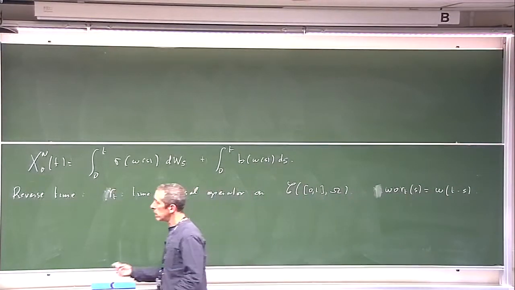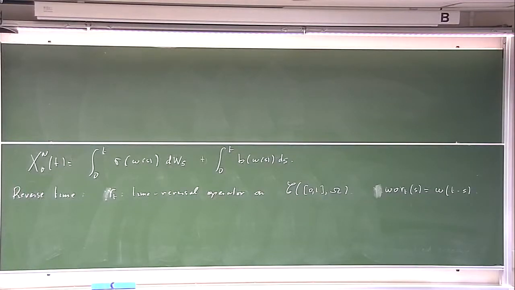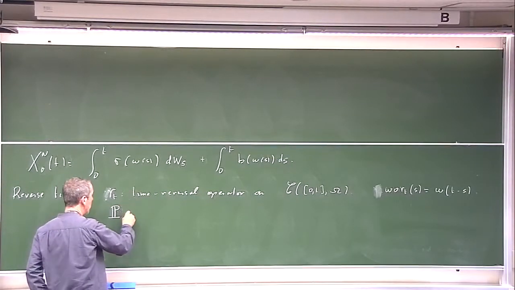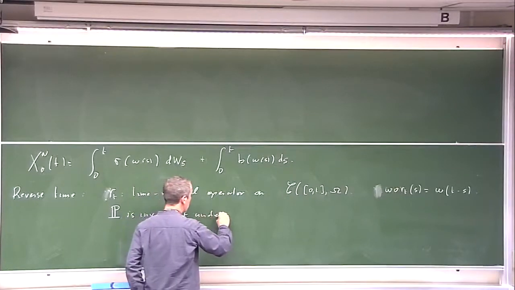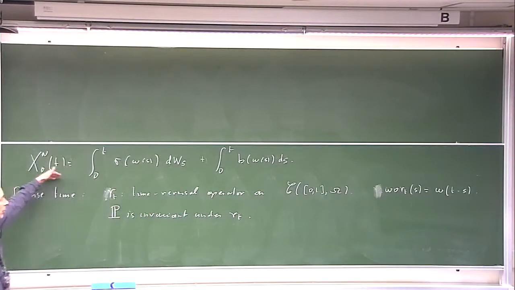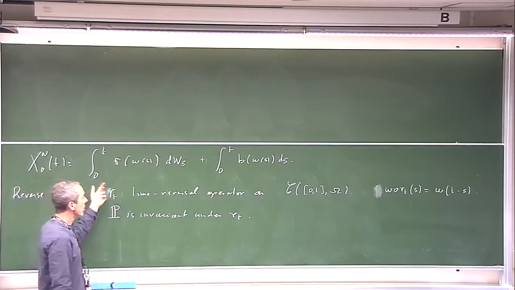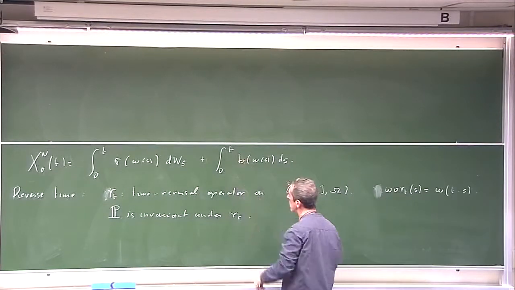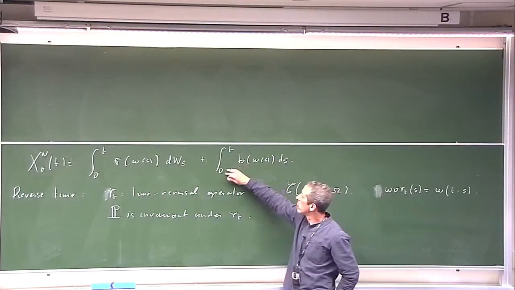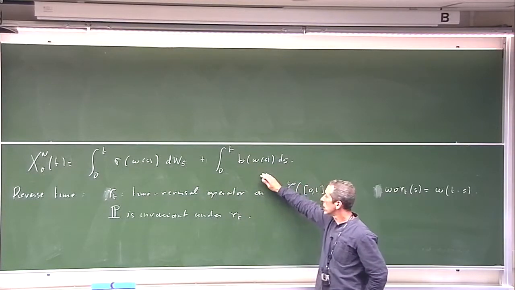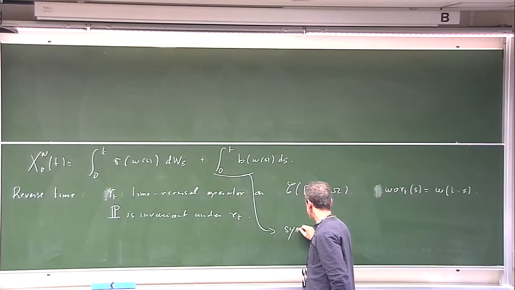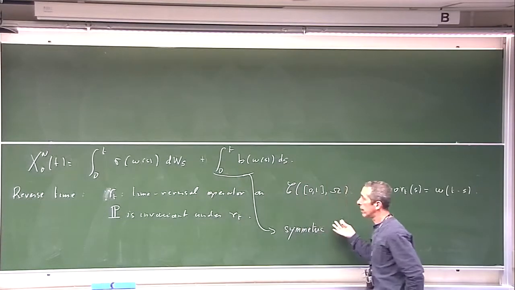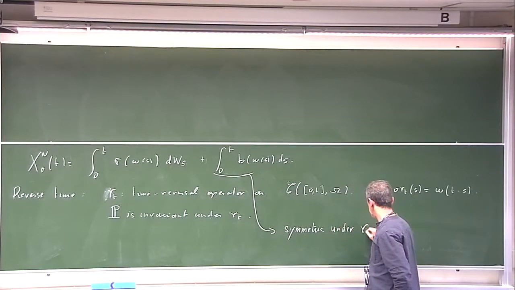Now, by reversibility, the law of small omega, the process of the environment, is invariant under r_t. I write it a little bit loosely, but let's say that P is invariant under r_t. Now you can compose with r_t here and look at what happens. When you reverse time here, you don't change anything. Instead of integrating from 0 to t, you integrate from 0 to t. So that part is symmetric. Symmetric means invariant under time reversal, r_t.